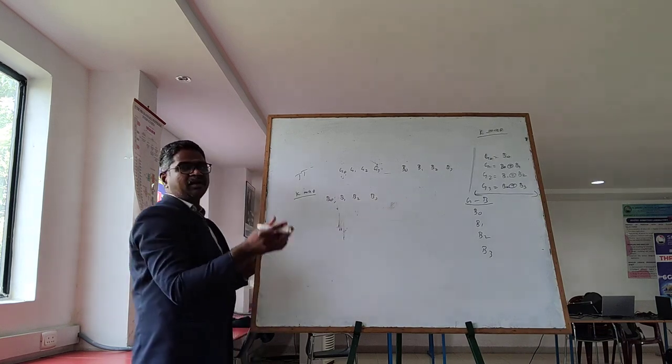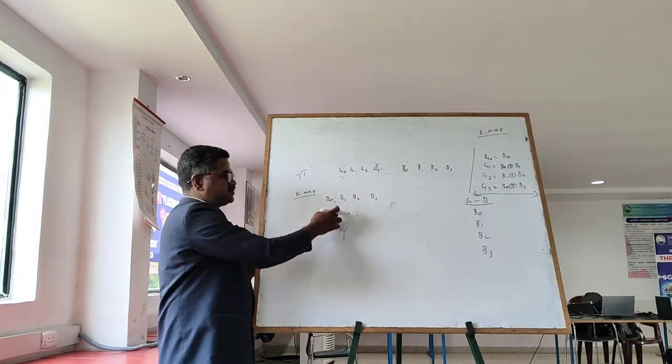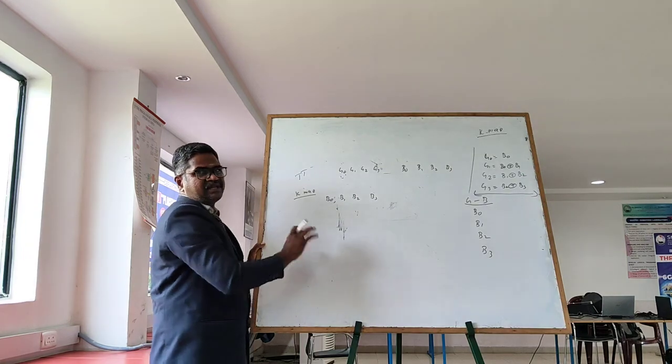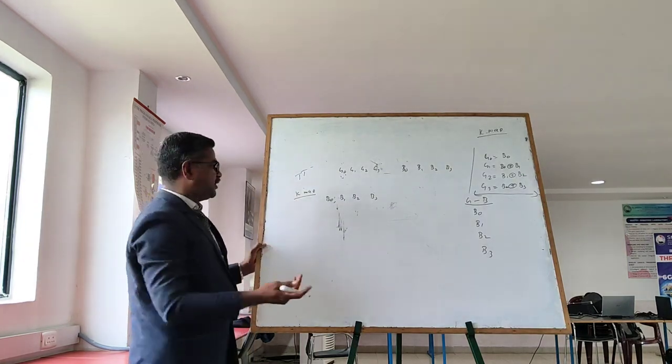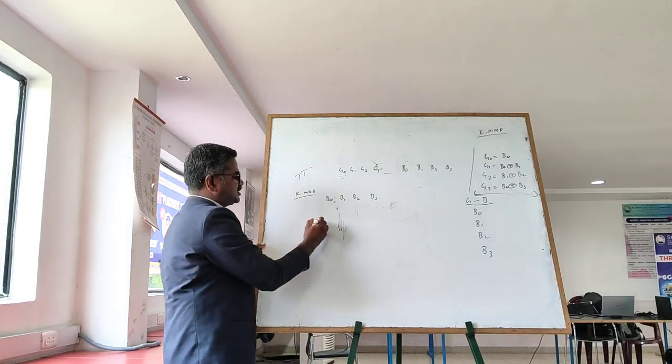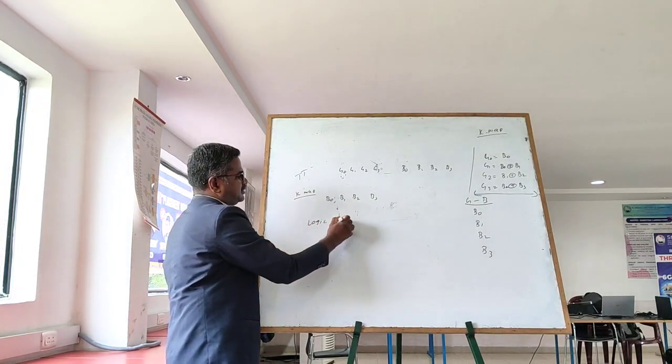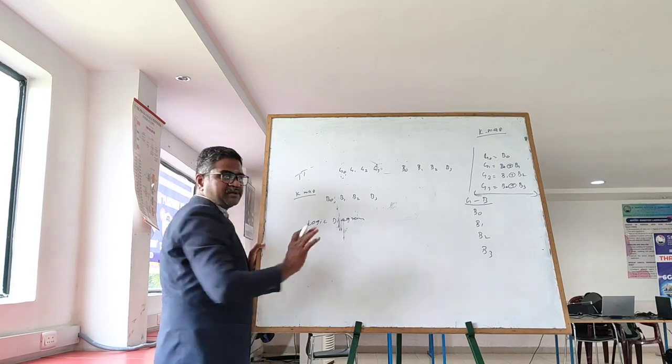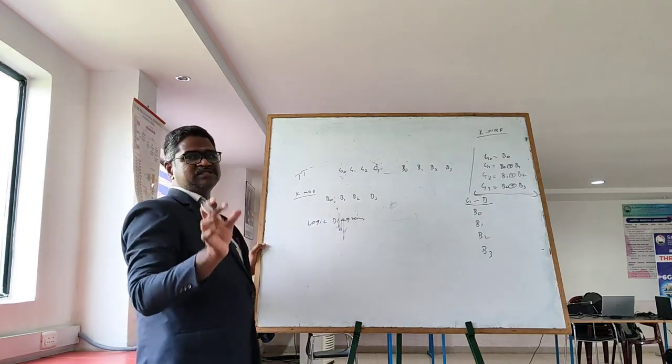From the truth table, you identify what is B0, what is B1, what is B2, what is B3. Same 4 variable K-map. From the K-map, get the expression. From the expression, you have to design the logic diagram. The steps are everything the same, only the rule is different.